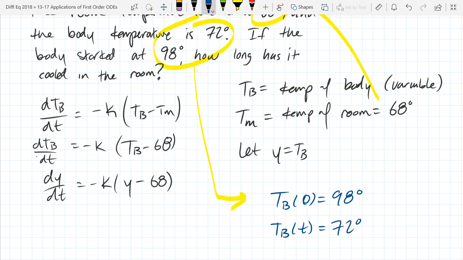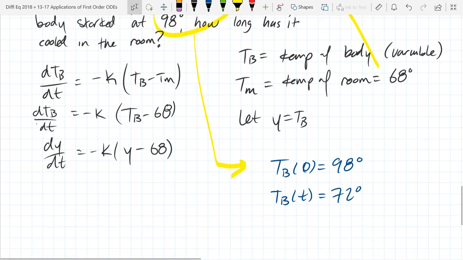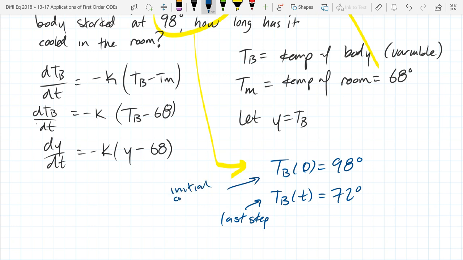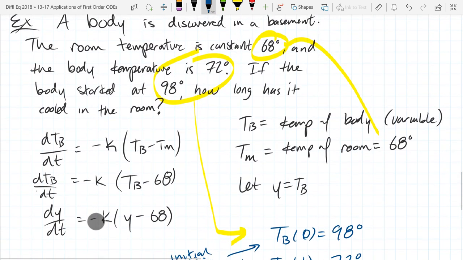So we're basically going to find little t now. So the last thing we're going to do is use that second condition right there. So last step, we'll plug in these values, but first we need to solve for y and then get rid of our constant. So this Tb of 0 is 98, that's the initial condition to find the constant. Now this constant I'm referring to is, let's see, there's going to be a k, there's also going to be a constant of integration. What a word, I think we are going to have two constants.